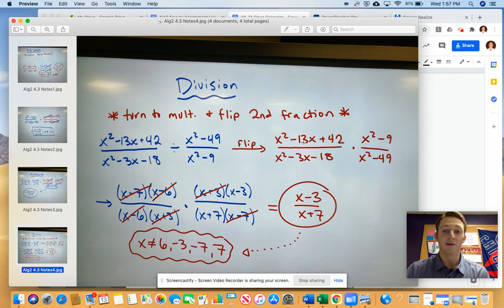And then after that, we were just factoring again. So it's the exact same thing. Factor your quadratics and then find your restrictions and cross out what there is in common.